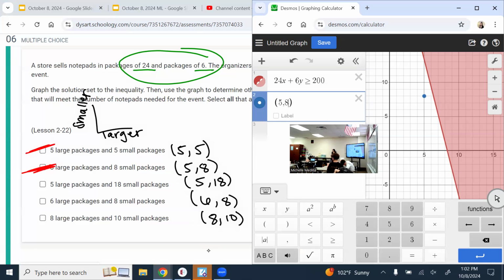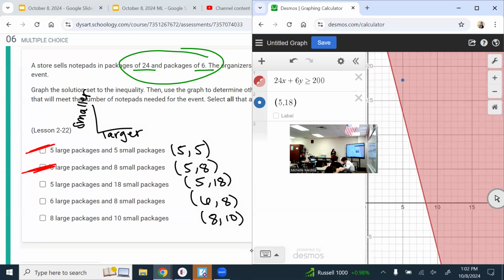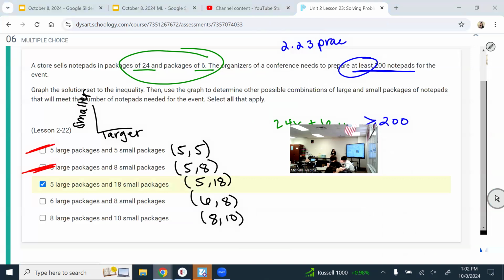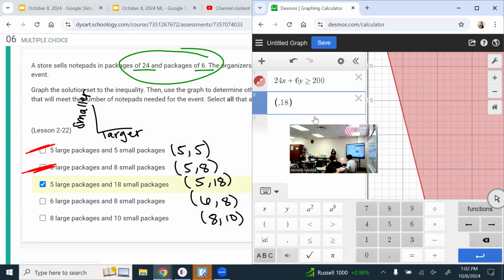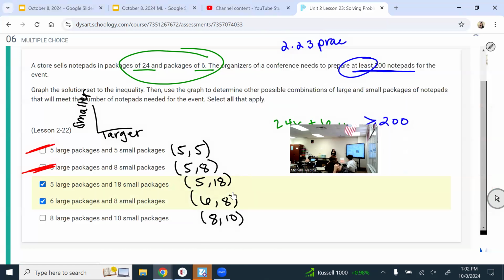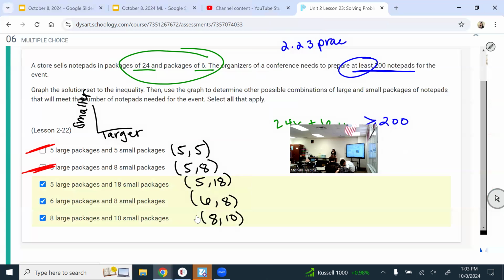Okay. Let's see. That one we should for sure pick at least. The others. That one. And we'll check the last one. But hopefully you guys could do this yourself, even with your own inequality if you have to make it from scratch. But yeah, that's how you do it.